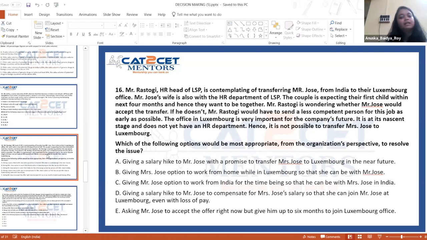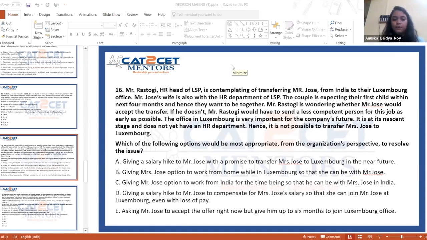A, give a salary hike to Mr. Jose with a promise to transfer Mrs. Jose to Luxembourg in near future. Will this work? You are telling a senior person that we will pay you money, you leave your wife and unborn child here, and you go, and we promise you that after some time we will send your wife. Will this work? Tell me. Obviously no. This person might even take it as an insult, right?